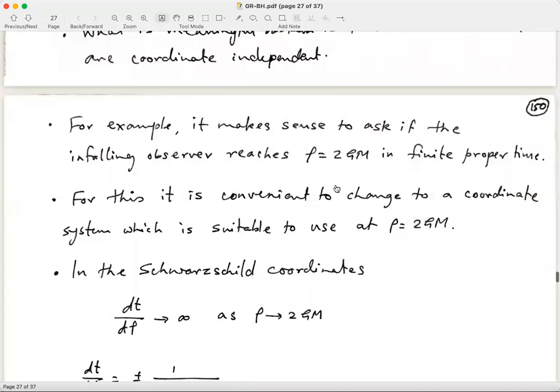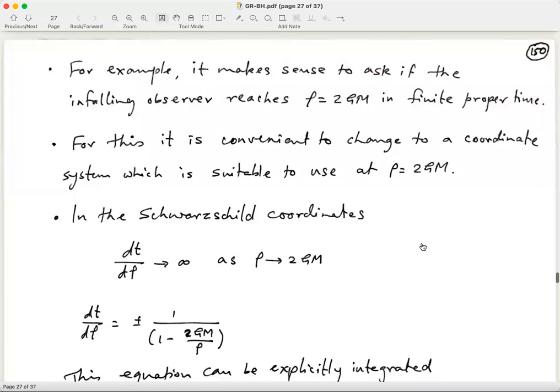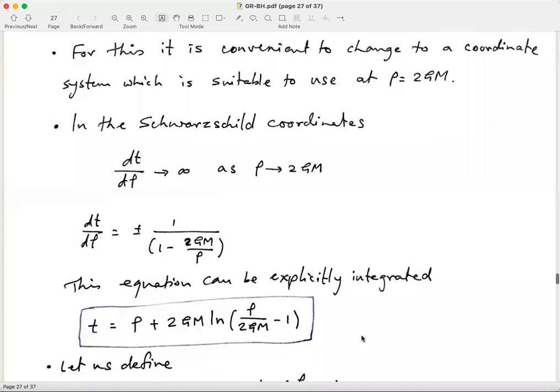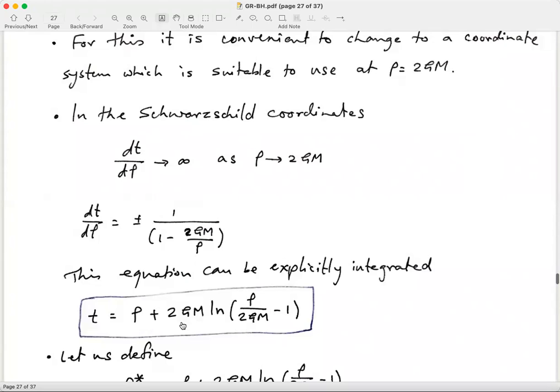Fine. So to do that, it is a good idea to have our light cone fixed to be at 45 degrees. So what we will do is change the coordinates. To change these coordinates, all we will do is take this equation dt by d rho is equal to plus or minus 1 over (1 minus 2GM by rho) and integrate it. This is eminently possible to do. The integration gives you t is equal to rho plus 2GM times log of (rho upon 2GM minus 1). To put it a little differently, if you differentiate this equation, you will get this statement.